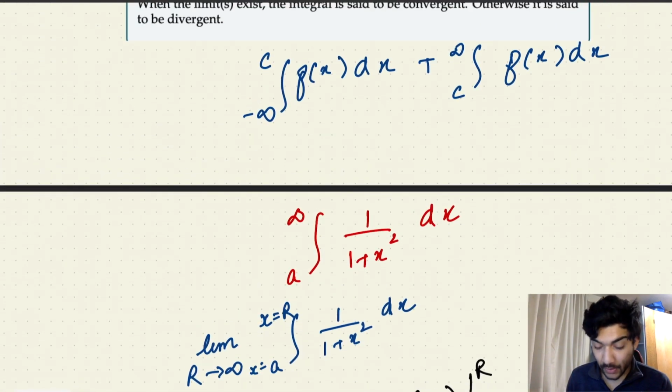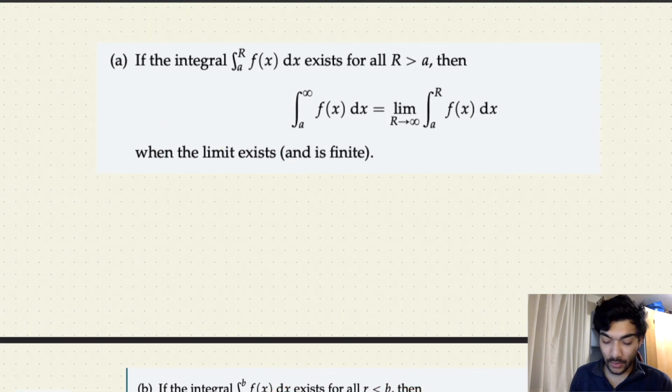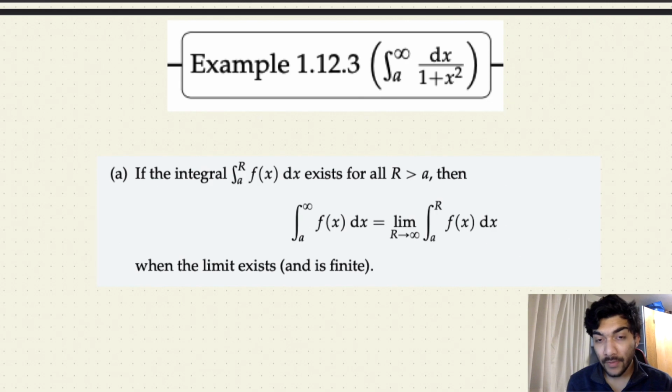So that's it for this video. Again, the main takeaway from this video is to know the concepts that you use in order to solve such types of integrals.